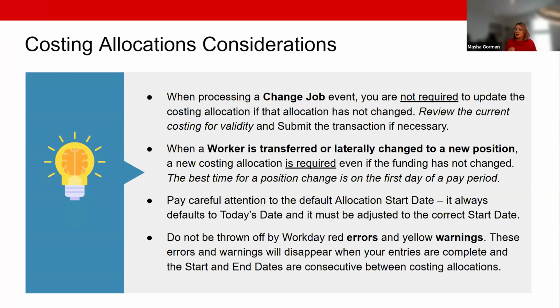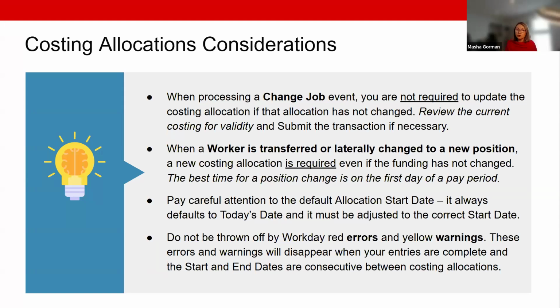So the nature of Workday, every time you come to a new effective date record, Workday will always provide today's date. And sometimes, because people are so busy with many other details of their job, they create that record and they don't update the start date of the costing allocation from that default today's date to the date where they're supposed to start that. Workday will give you an amber yellow warning, right?